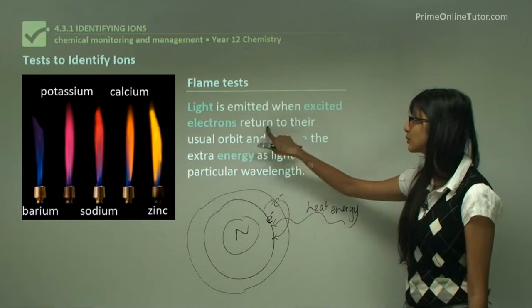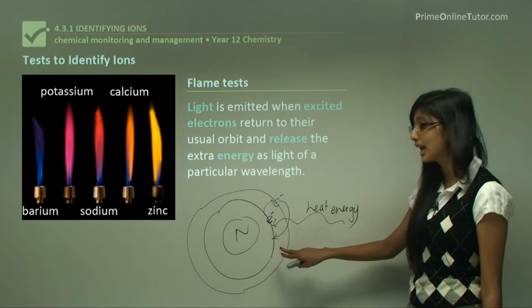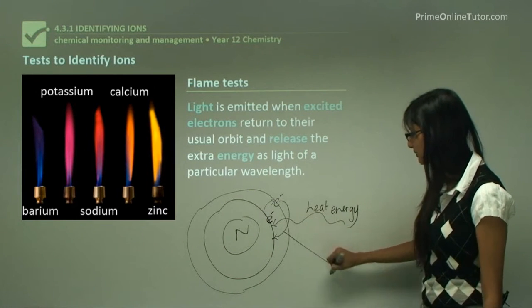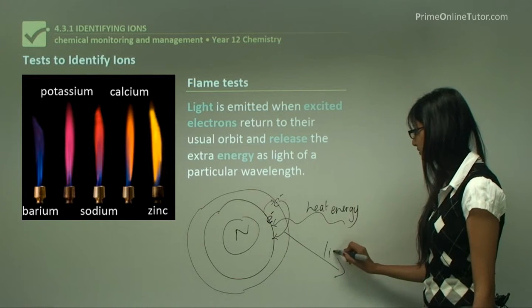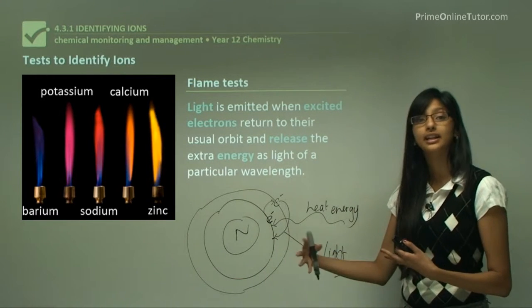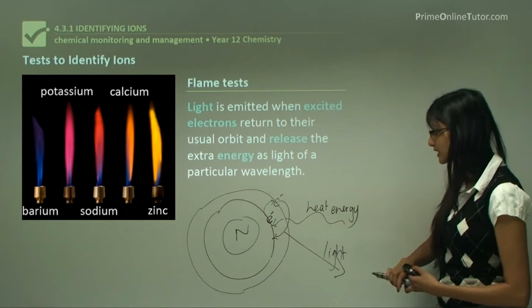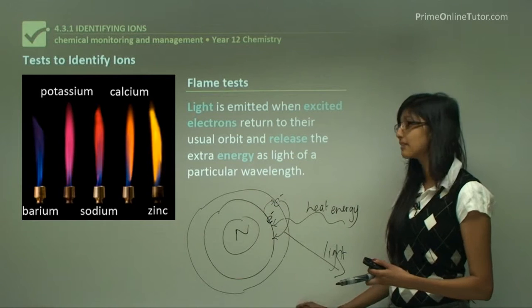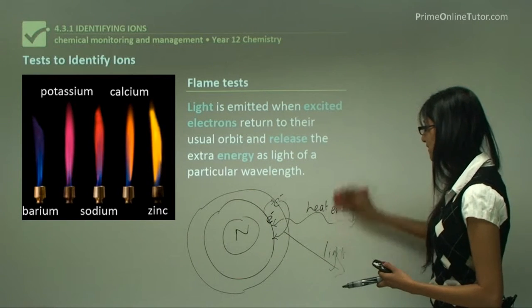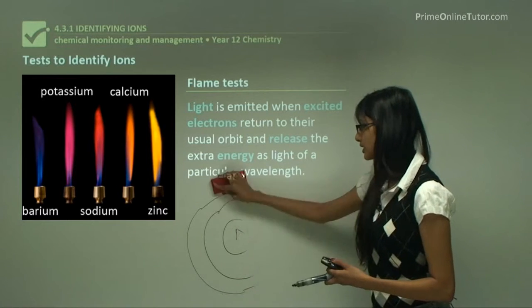So the electron returns to the usual orbit. So it jumps back down to its usual orbit, and when it does that, it will give out light, because it needs to release the amount of energy it had when it was in the top orbit. So when it does that, it releases light, and every single element will have a different sort of light when the electron jumps back down to its usual orbit.